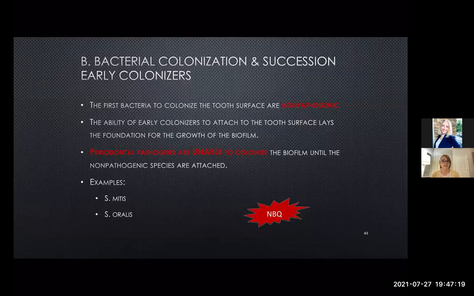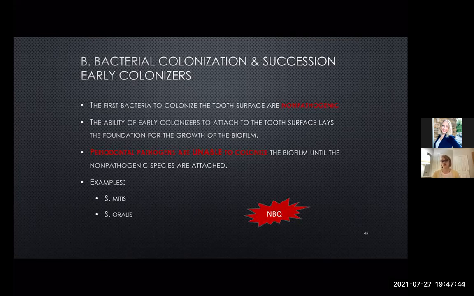So early colonizers, these are non-pathogenic. The first bacteria are non-pathogenic. Usually it's normal flora, whatever's floating around in our mouth. Those are the first to colonize. And basically if they can attach, we've got biofilm coming. If those attach, biofilm is on the way.